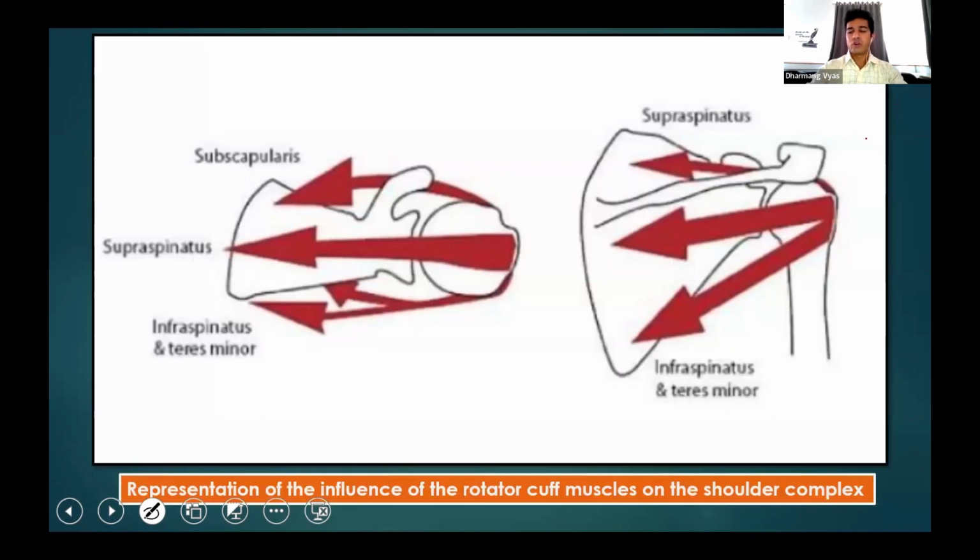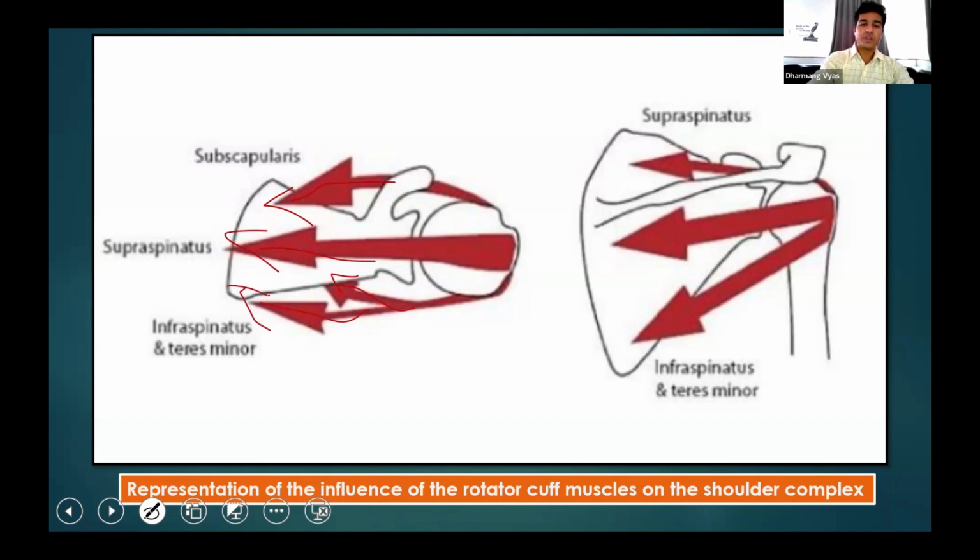Next, coming to a very important component, this is where we have the rotator cuff group of muscles. This is a representation of the influences of rotator cuff muscles on the shoulder girdle. How does the rotator cuff work as the stabilizer for the shoulder joint? If you see the red arrows in the image, they represent the 4 important muscles of the rotator cuff: the subscapularis, the supraspinatus, the infraspinatus, and the teres minor. The arrows shown here representing the muscles also represent the forces that are created by the rotator cuff.